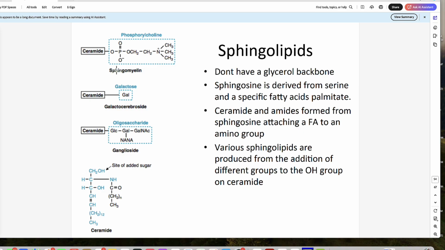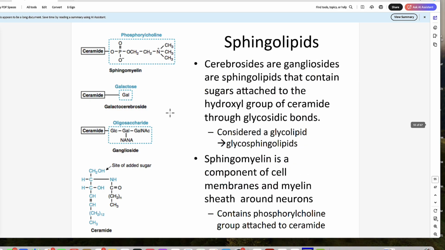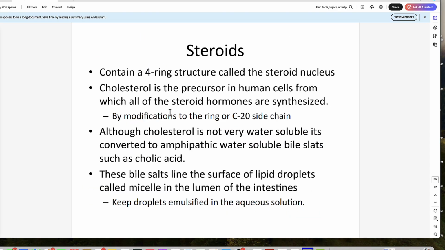Sphingomyelin contains a phosphocholine group attached to a ceramide and is a component of cell membranes in the myelin sheath around neurons. So sphingolipids are important. Okay. Steroids. Steroids contain a 4-ring structure. They are called the steroid nucleus. Cholesterol is the precursor in human cells from which all steroid hormones are synthesized. And it's just by making modifications to that ring structure or that carbon 20 side chain.